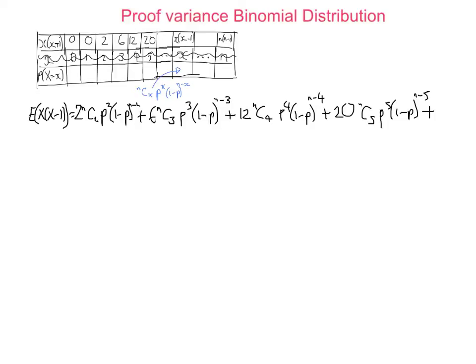Plus, and then this one on the end, I'm just doing the last one now, is going to be n minus 1 times the probability down here, which would be n choose n, p to the n, 1 minus p to the n minus n. I've just about managed to squish that on the end there.